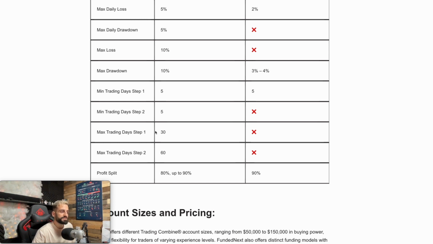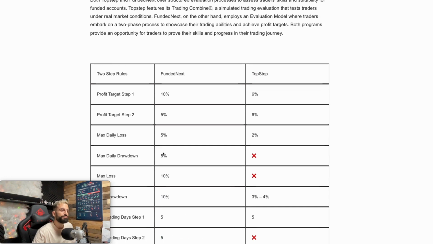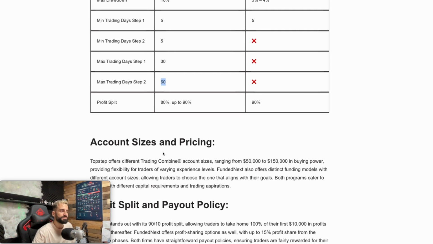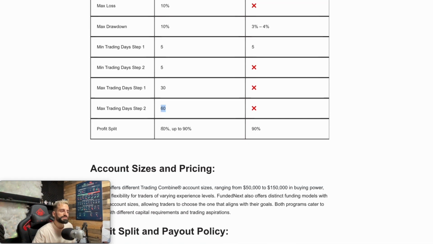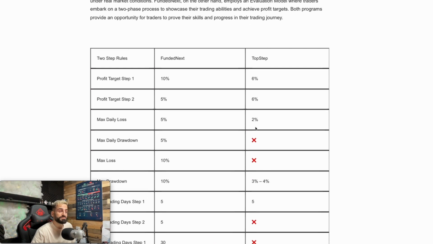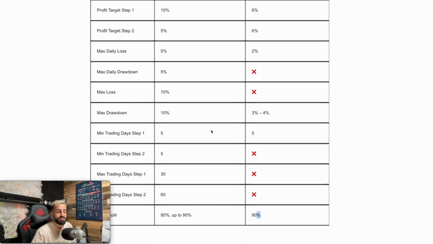Maximum trading days: step one is 30 days, and step two is 60 days for FundedNext. There is no maximum trading days for Topstep. Profit split starts at 80% with FundedNext, and then after a couple of payouts you can get 90%. You can start with Topstep at 90%.